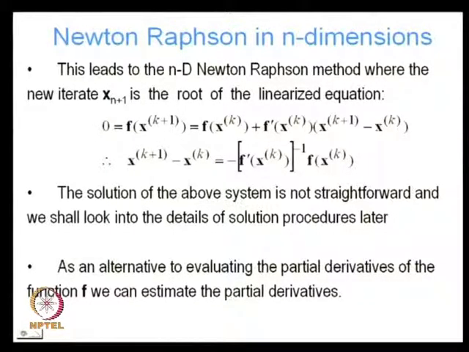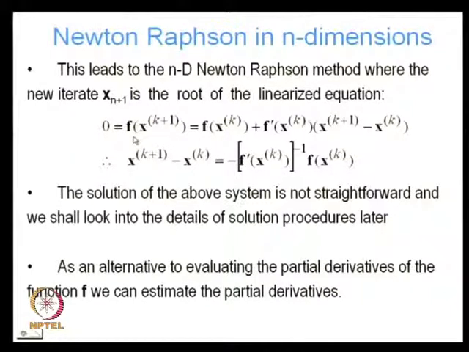So, in that case this becomes 0, and I can write x k plus 1 minus x k is equal to this. Now, remember this is a matrix, this is the Jacobian matrix. So, this inverse times f of x k gives me my new iterate x k plus 1. Same idea, generalized, I have extended it to multi dimensions.